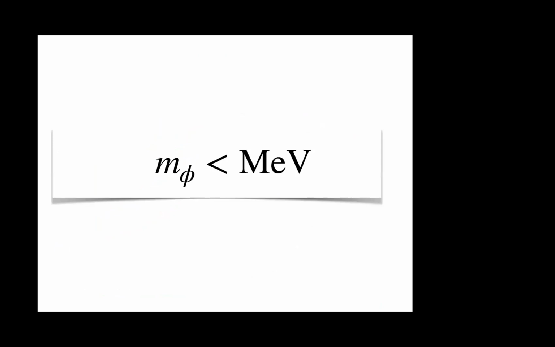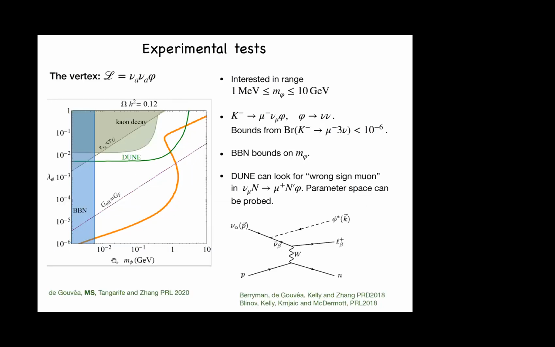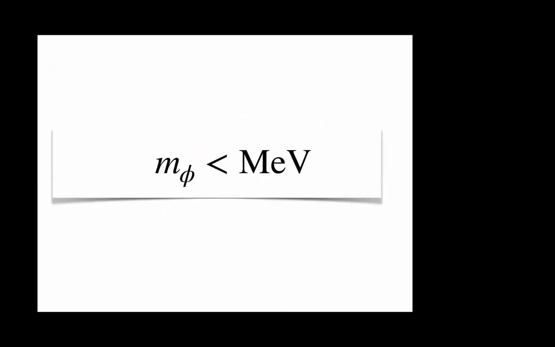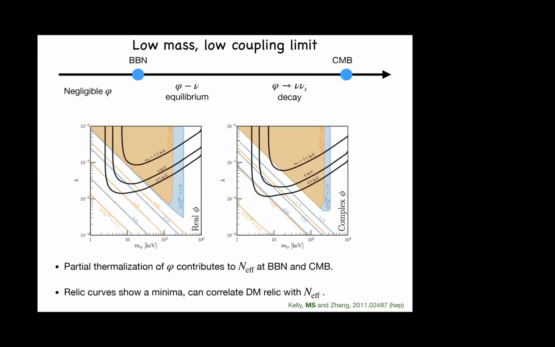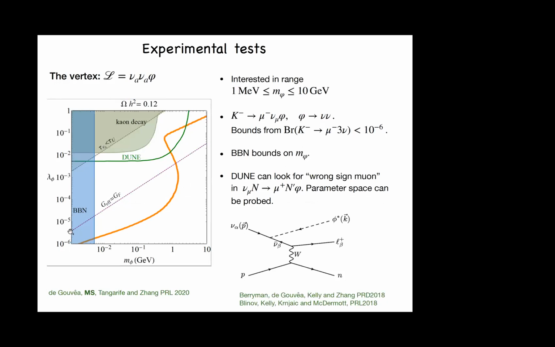So as of now, I was focusing on this region where the mass of the mediator is always large enough to evade BBN bounds. But the next question is, can you actually go to lower masses and not get into trouble with BBN? So this forms the second half of the talk. And it turns out that you can actually go to this limit where the mass of the mediator is sub-MeV, but you can adjust your couplings in such a way that you would still not run into trouble with BBN. So how do you do that?